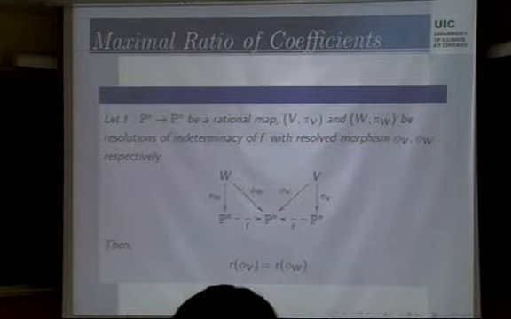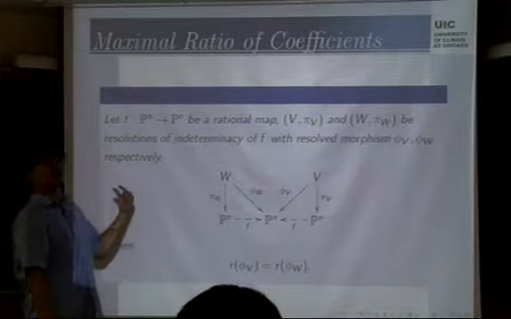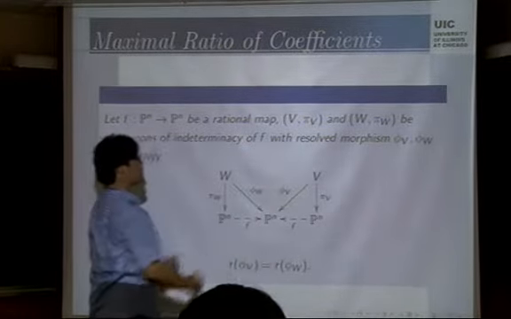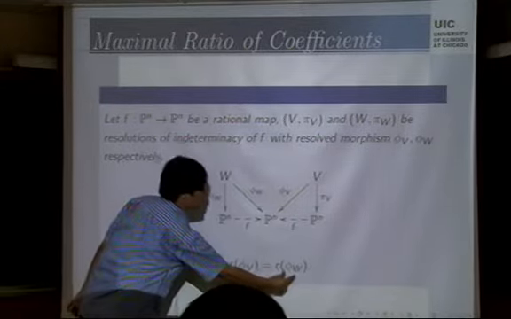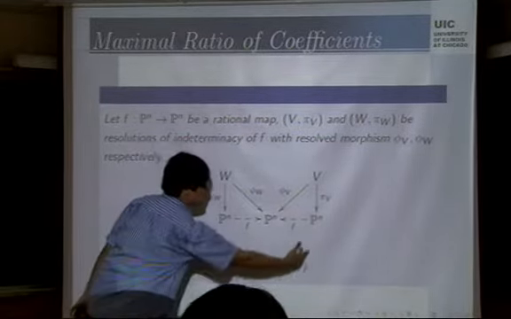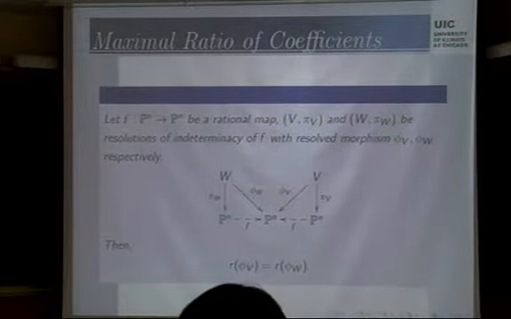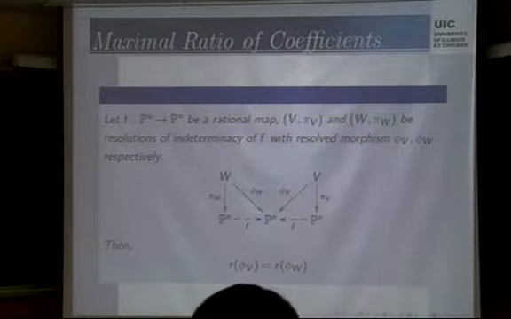Here's one more good fact. Previously I said we just define your D ratio for resolved morphisms, but it only depends on your base rational maps. If you have two resolutions of indeterminacy of the same map, then the resolved morphism corresponding to each resolution should have the same D ratios. So actually that's the D ratio defined for rational maps, not resolved morphisms only.